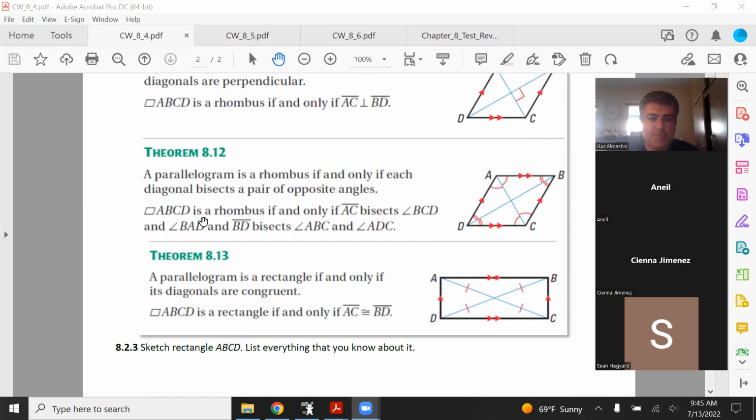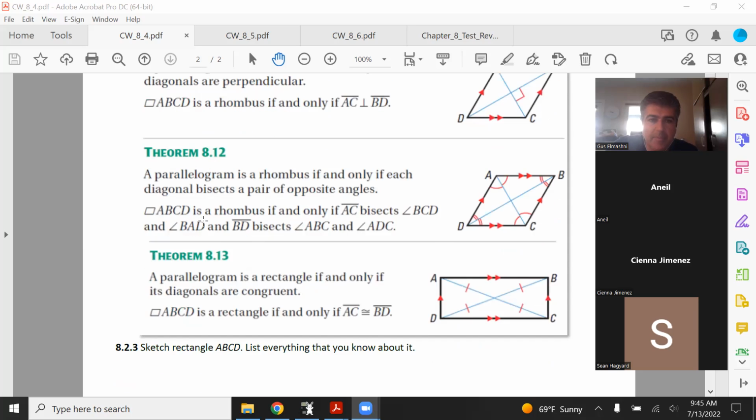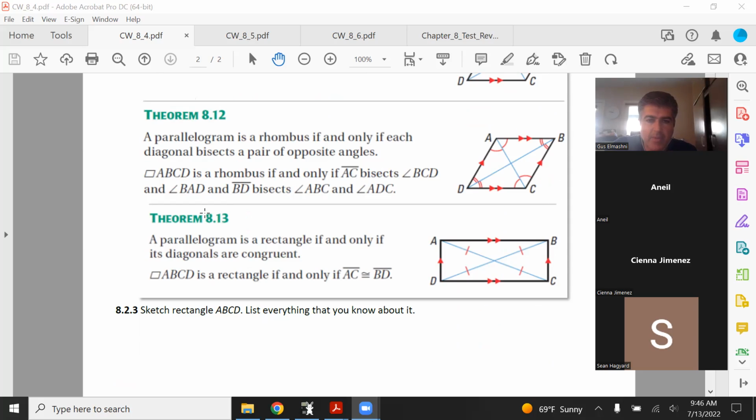Okay. So that's why they're going to be perpendicular. And then parallelograms are drawn if and only if the diagonals bisect the angles, because these triangles are congruent. And it'll be a rectangle if the diagonals are actually the same.